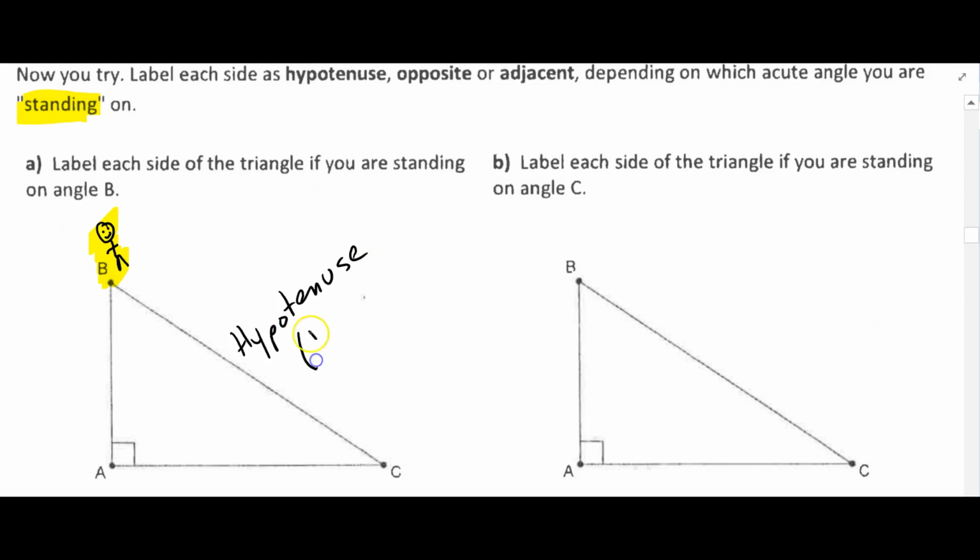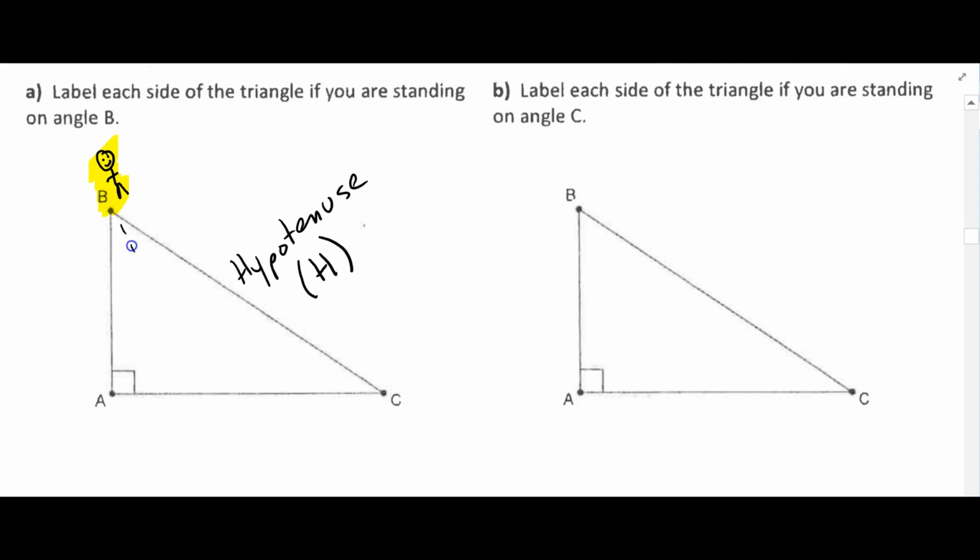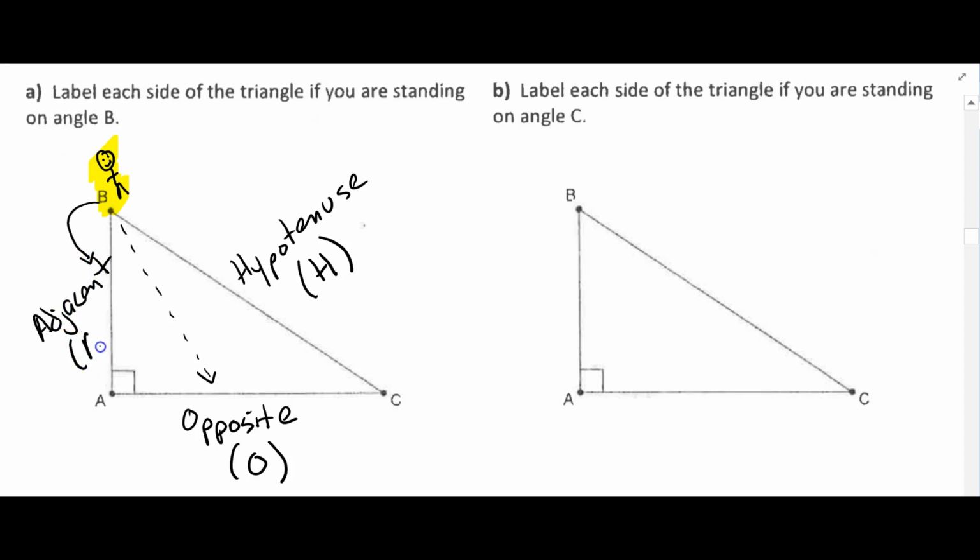Sometimes we'll just use a capital letter H. Then if I go all the way across the triangle, this will be our opposite side. Sometimes we'll use the letter O for opposite. And then remember, if we're standing at B, it's next to or adjacent to two sides. It's adjacent to BC, but that's our hypotenuse, so that can't be the adjacent side. So it's got to be this side over here. This is going to be our adjacent side, or again, we'll just use the letter A.